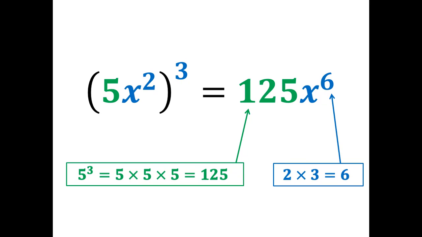Now we have x squared all raised to the power of 3, and using rule number 3, x squared all raised to the power of 3, we can multiply the powers. 2 times 3 is 6 to give us x to the power of 6.